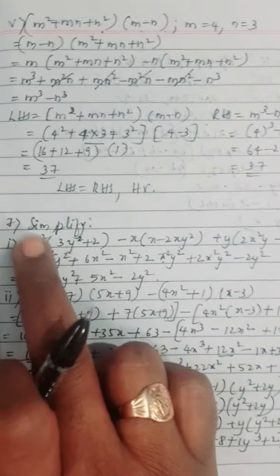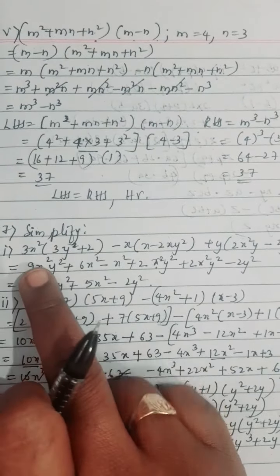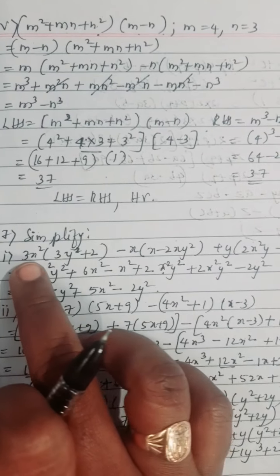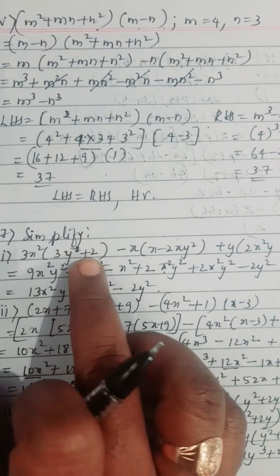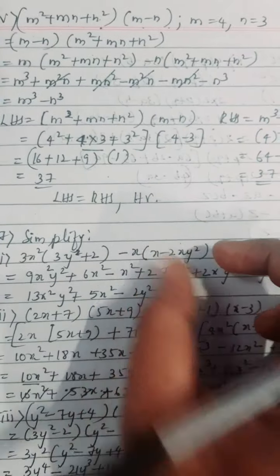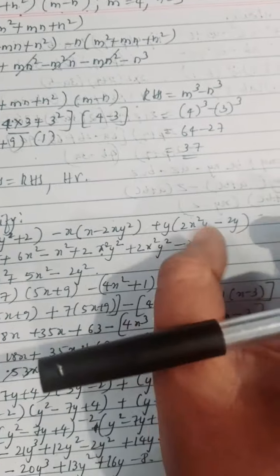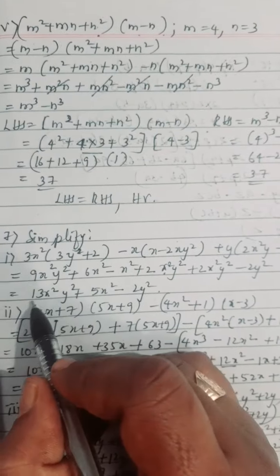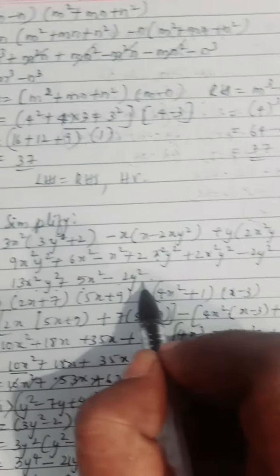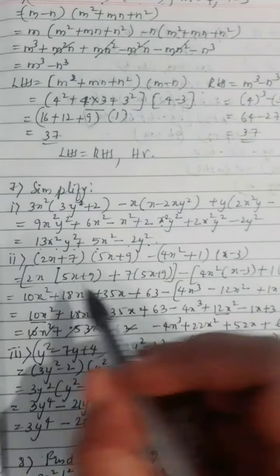Question number 7, children, simplify. Here we need to only simplify the given algebraic expression. 3x square into 3y square plus 2. Monomial with binomial minus monomial with binomial plus monomial with binomial. We get 13x square y square plus 5x square minus 2y square. We know how to simplify. In 6th main we have learnt it easily.